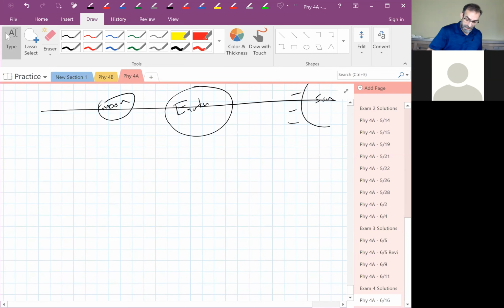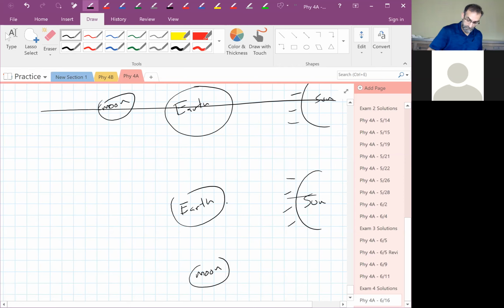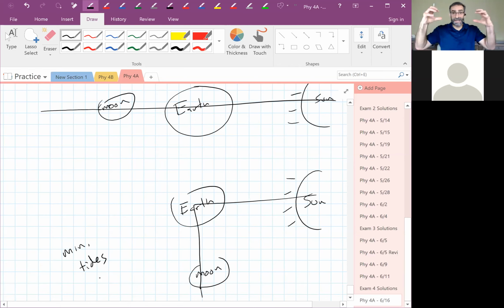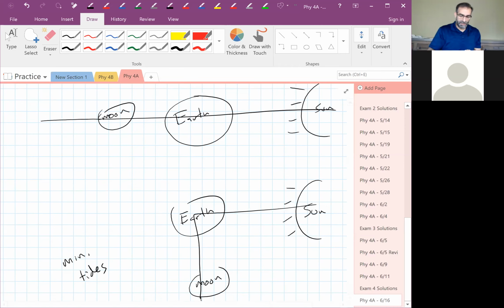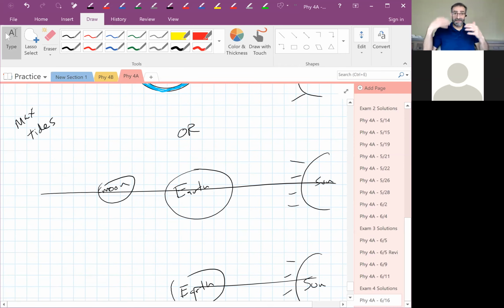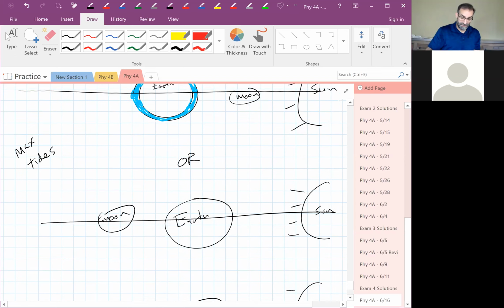When they form a 90-degree angle, then we get our minimum tides, right? You can see that if the sun is pulling in one direction and the moon is pulling in the other direction, they kind of cancel each other out, right? When they're both pulling in the same direction, their effects add together.